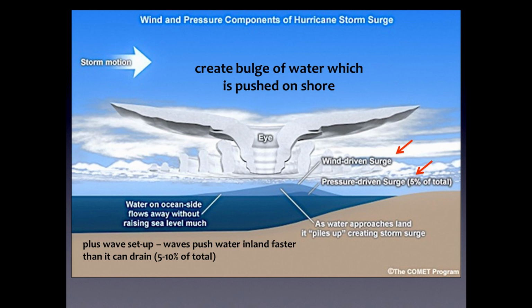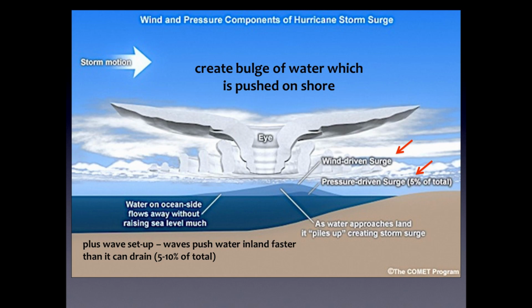So what happens, the actions of the winds will pile up water. Typically it contributes up to about 85% of the surge. Waves will push that water inland faster than it can drain off. This is something that we call wave setup, and that represents about 5 to 10% of the surge. So we have this wind-driven bulge as well as waves pushing that water on land. And then the low pressure of the hurricane will suck water higher into the air near the eye, and this accounts for about 5 to 10% of the water that moves on land during the surge. So it's a combination of three factors.